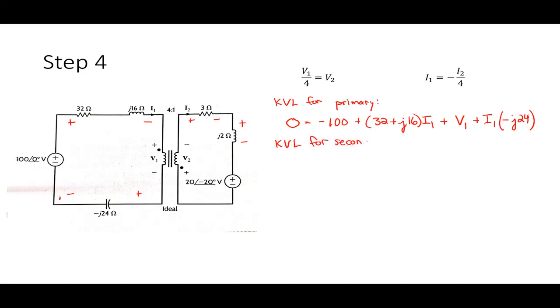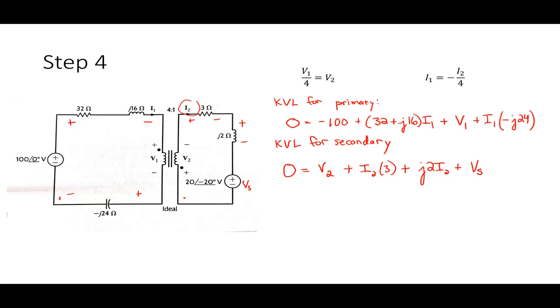For the secondary, I'm going to do the same thing. I'm going to start in this corner right here and go in a clockwise direction. So 0 equals, I go plus to minus on V2, so I write that as plus. Then I have I2 times 3. Then I have J2 times I2, because the current on the secondary side here is I2. And then I go into what I'm going to call VS right here. I don't want to write this guy as 20 with an angle of negative 20 degrees.